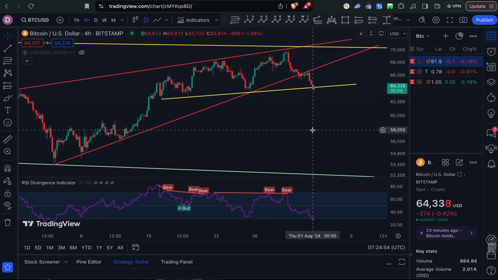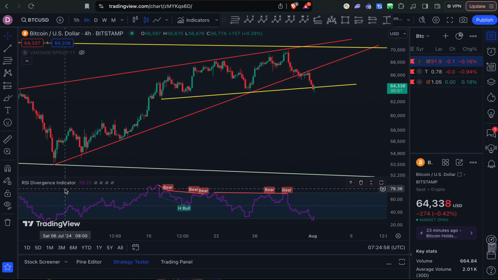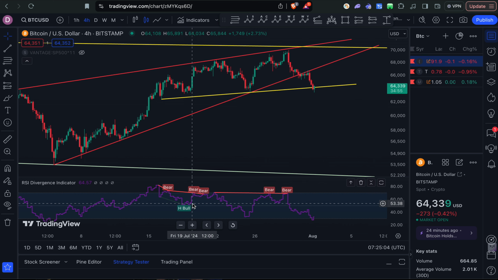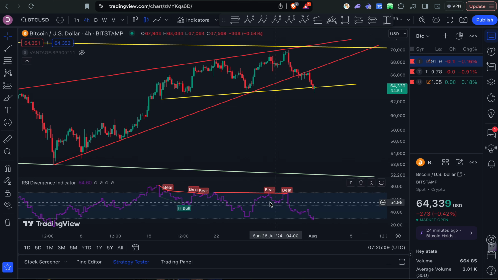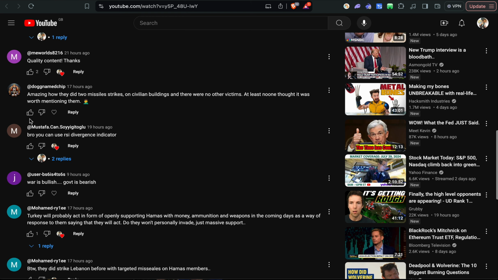But before I show you those things, I have to thank one viewer from my previous video because he told me about this RSI divergence indicator. This one tracks automatically the bearish and the bullish divergences, and this is a free tool to use on TradingView as well. So these are pretty neat. They are not 100% accurate, but they are pretty nice to have. So thank you, Mustafa, for telling me about that.